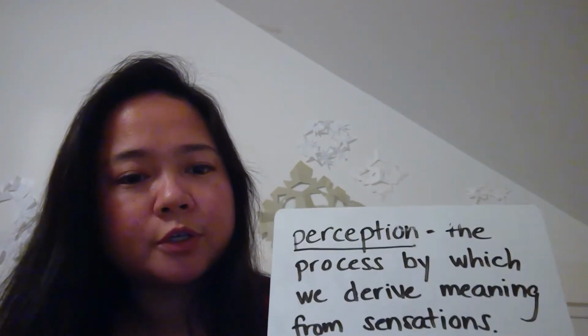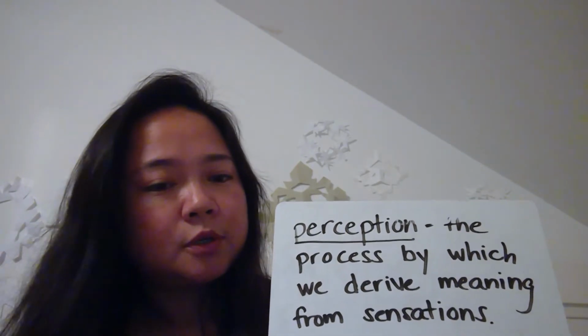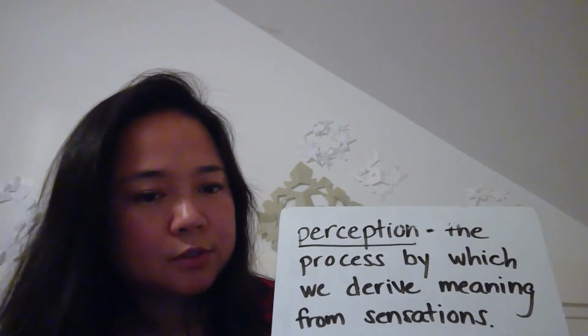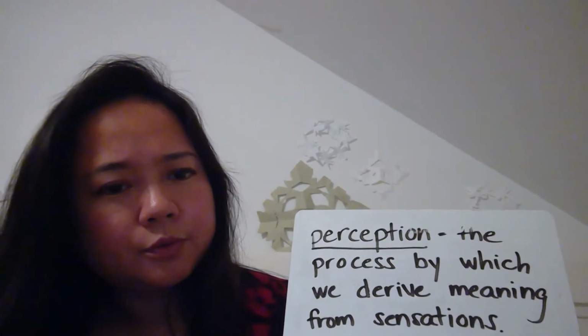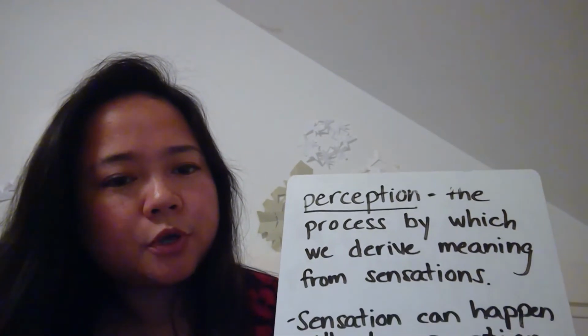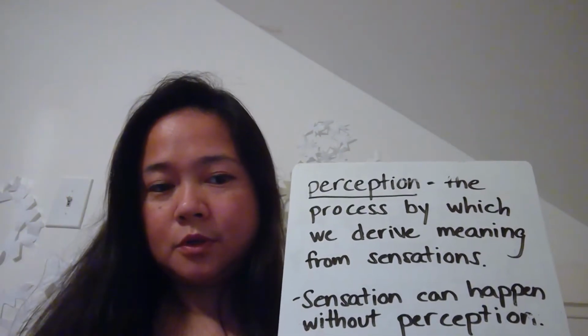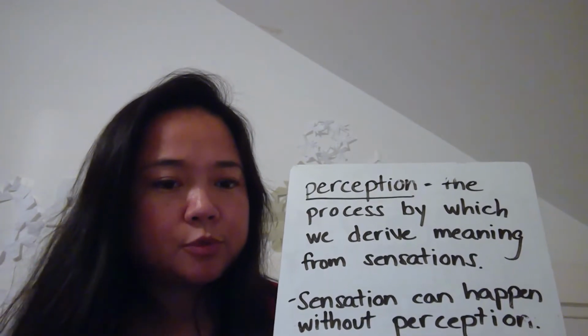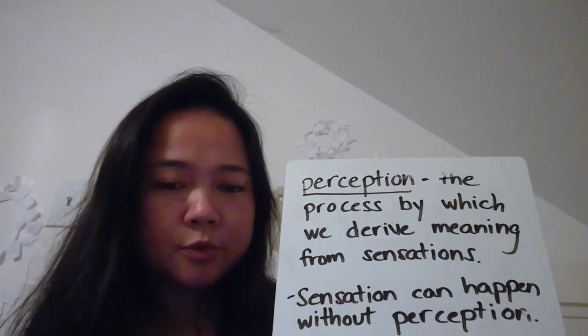So sensation is the process by which we receive information, right? And perception is the process by which we derive meaning from those sensations. Okay, so I just want to let you know that sensation can happen without perception. I mean, the topic of the chapter is sensation and perception, but sensation can happen without perception.